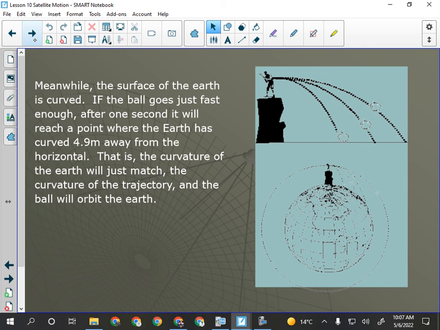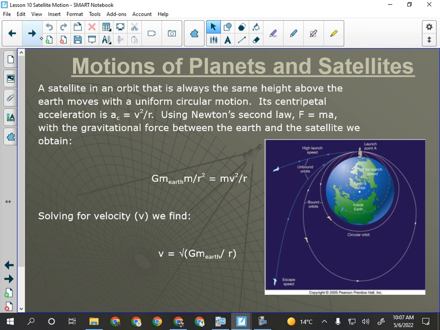And then, it got easier and easier to get people into orbit, so then the challenge became, let's go to the moon. Okay, well, that's an entirely different thing. Okay, so a satellite that's in orbit is always the same height above the Earth and moving with uniform circular motion. Its centripetal acceleration is still v squared over r, okay, its centripetal force is still mv squared over r, but it's provided by gravity.